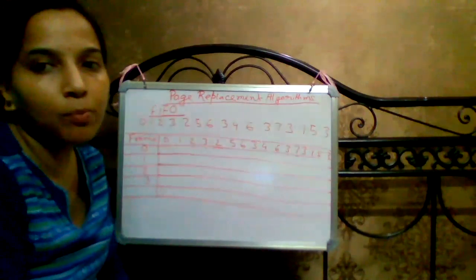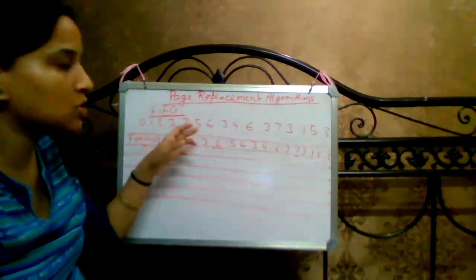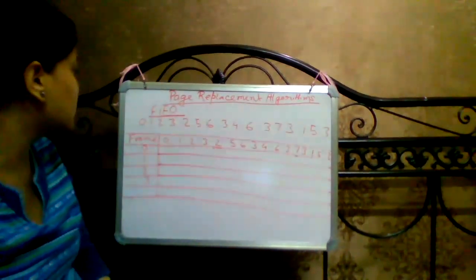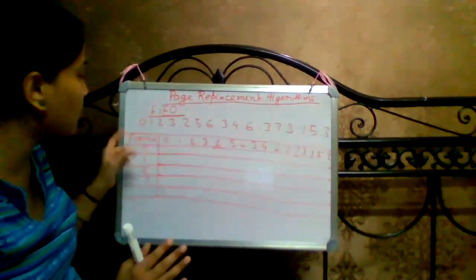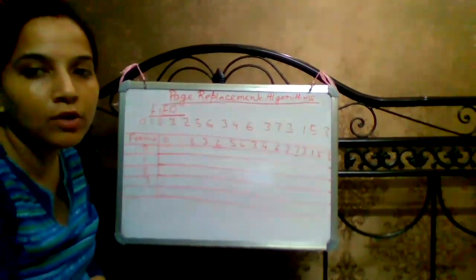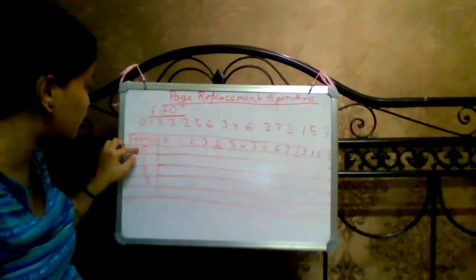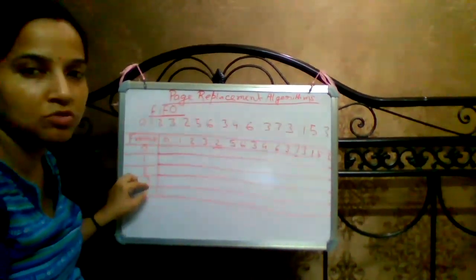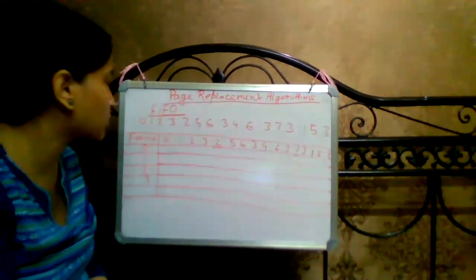Firstly, that is the string of pages for a particular process. That is the page number that is required for execution. That is the frame that is allocated for the particular process. These four frames are used for this process: frame numbers 0, 1, 2, 3 are used to store the pages from this process.